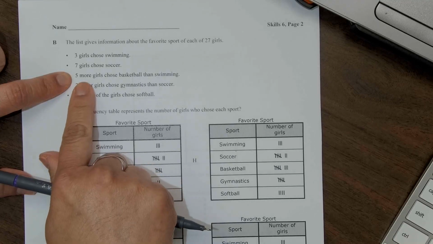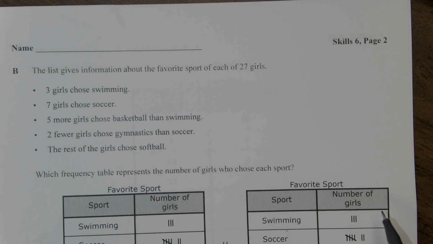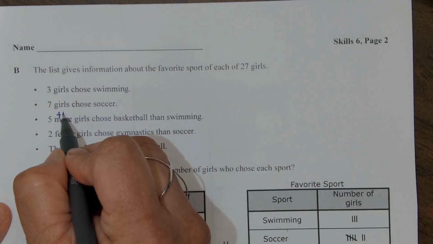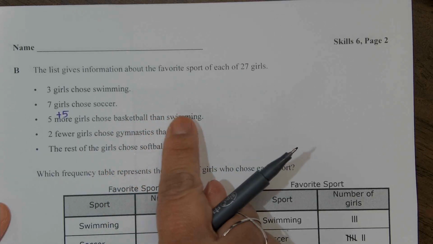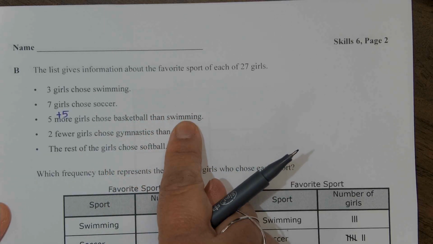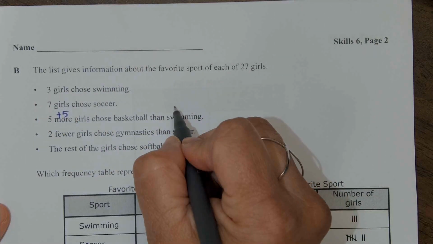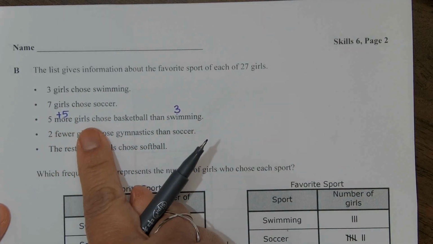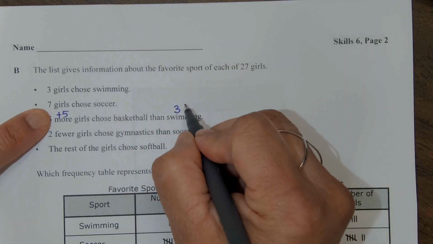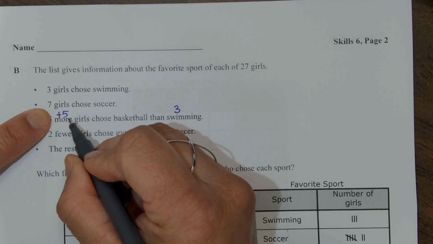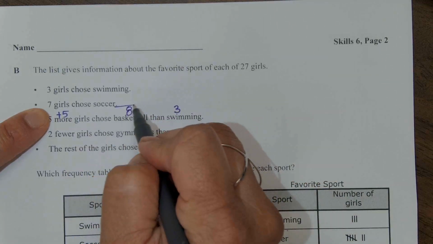Here, 5 more girls. So 5 more, we know we're going to have to add 5. So 5 more girls chose basketball than swimming. So we need to look at our data for swimming. For swimming, we had 3 girls that chose swimming, and it says 5 more girls chose basketball. So we have to do 3 plus 5. What's 3 plus 5? 8. So we know that 8 girls chose basketball.